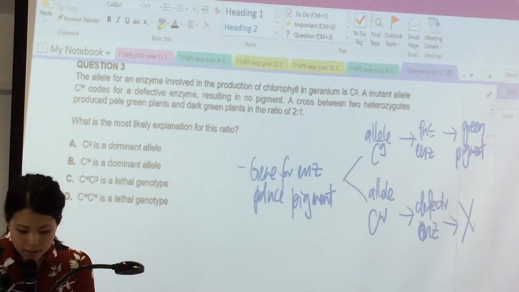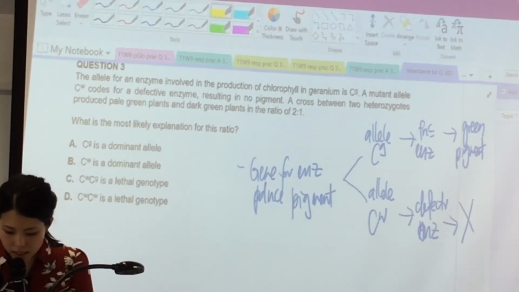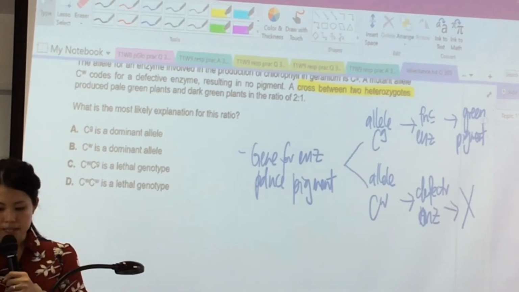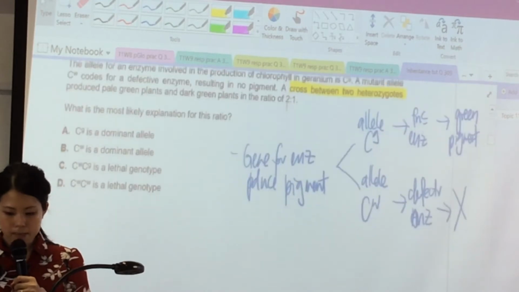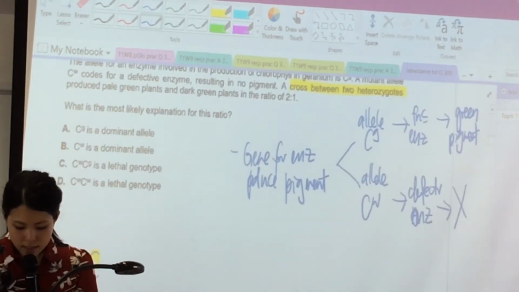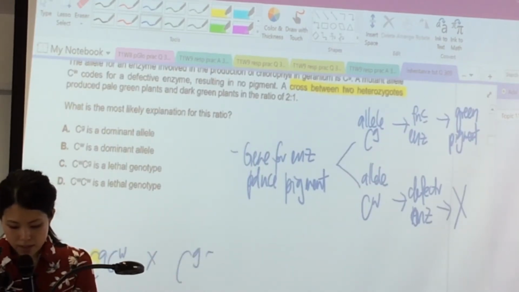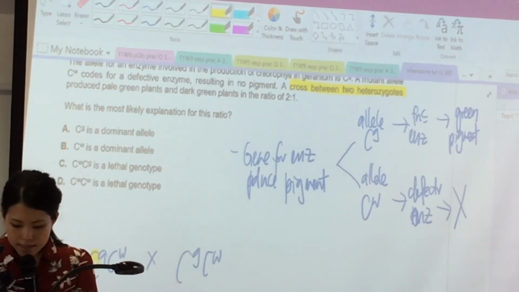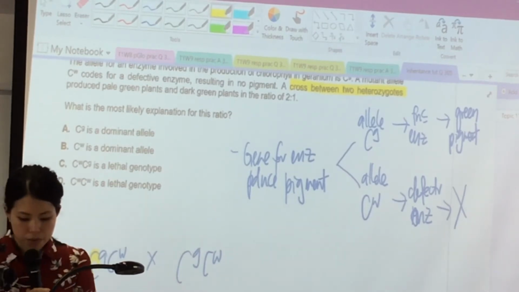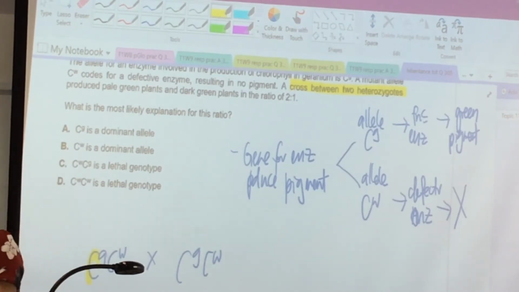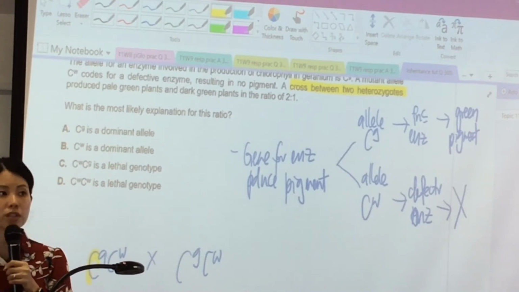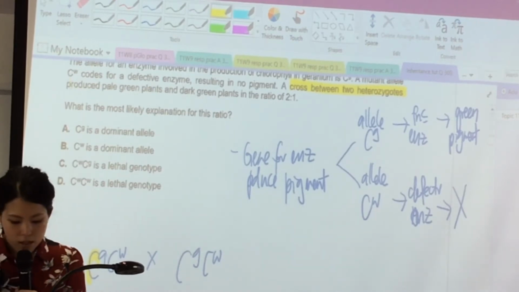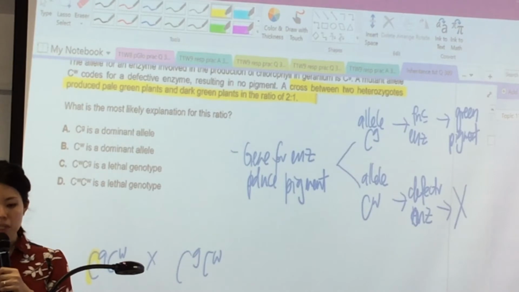Now they say that you have a cross between two heterozygotes. So the two heterozygotes have to be CGCW cross with CGCW. Now, you're going to see that a cross between two heterozygotes, what is the expected ratio? Expected, if you cross two heterozygotes, it's 3:1, but you don't get 3:1. You get pale green plants 2, dark green plants 1.